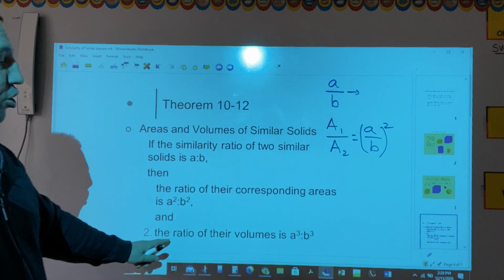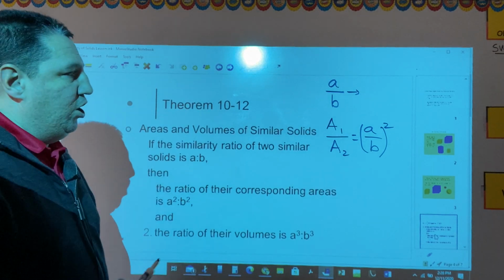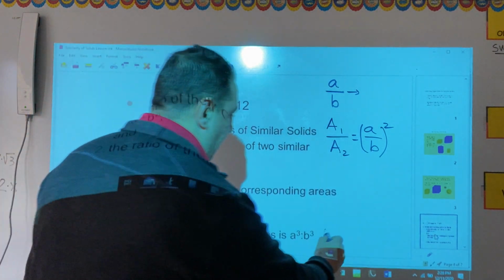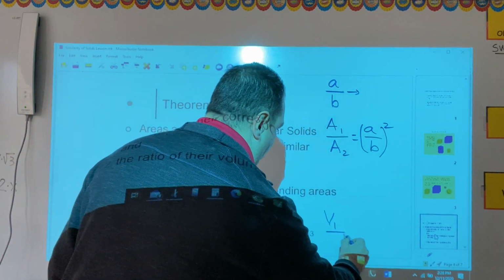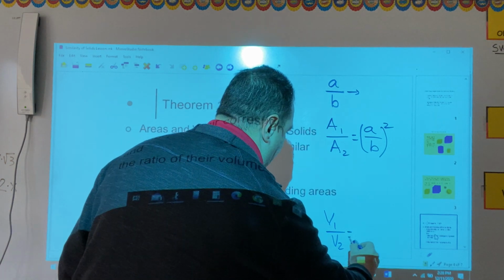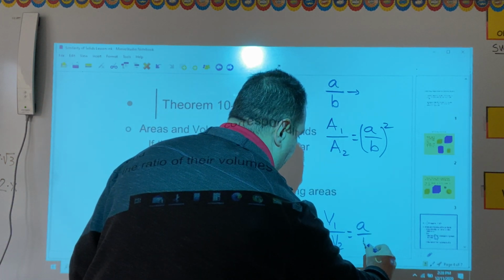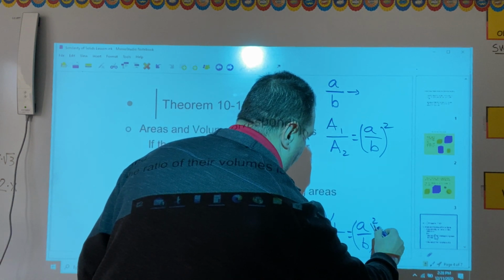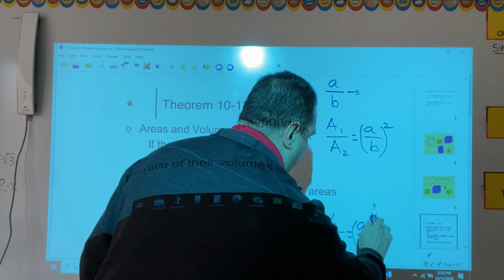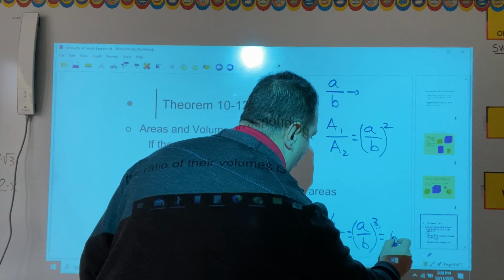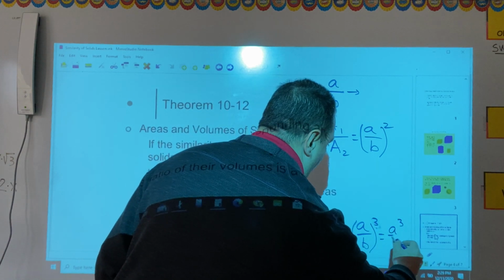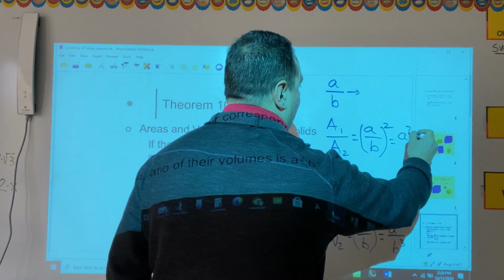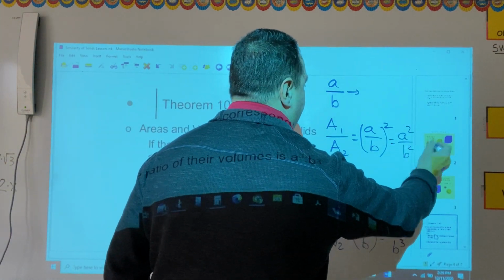And the ratio of their volumes would be the cube of the similarity ratio, right? In other words, V1 over V2 would be A over B, cubed. Or if you like, you can say A cubed over B cubed. And here, A squared over B squared.